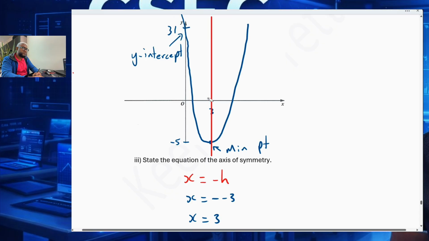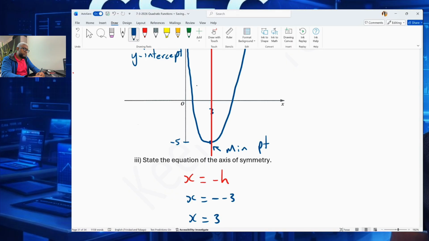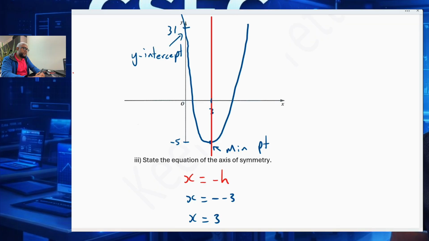Put the stroke a little more. Right, so that is where 3 is. So the equation of this axis of symmetry would be x is equal to 3. An axis of symmetry is a straight line that cuts my curve into 2 equal parts.